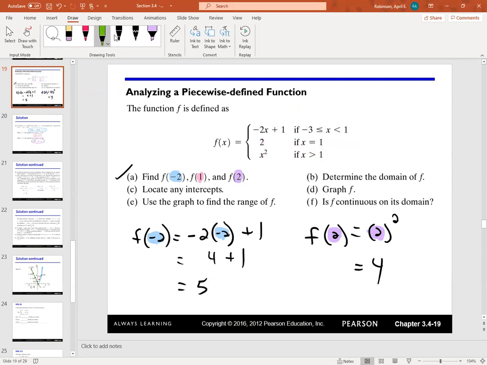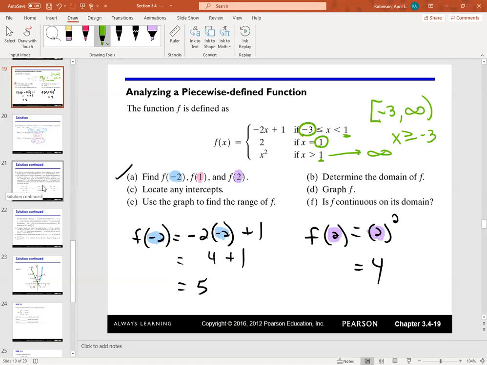I can see that this thing starts at -3, goes from -3 up to 1 here, but doesn't include it. On the next one, it includes the 1. And then on this one, it goes from 1 and keeps going to infinity. So my domain would be a bracket -3 to infinity if they want it in interval notation. If they just want inequality, you would just simply say that x is greater than or equal to -3.